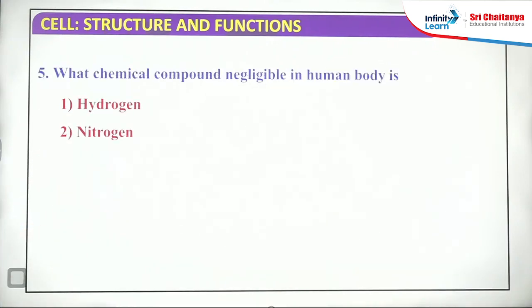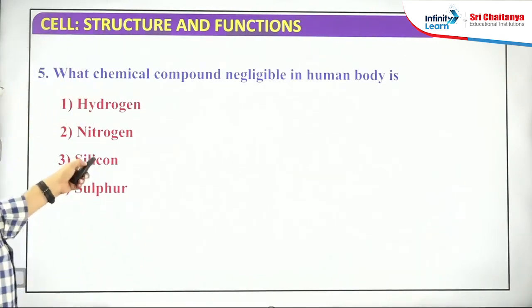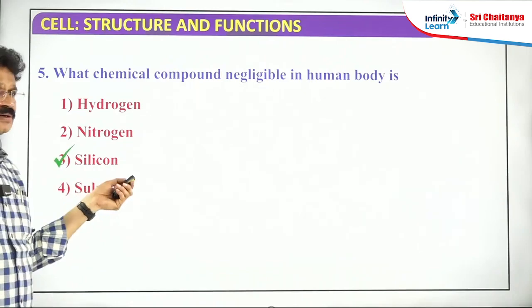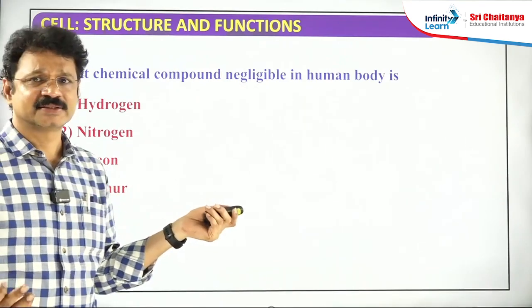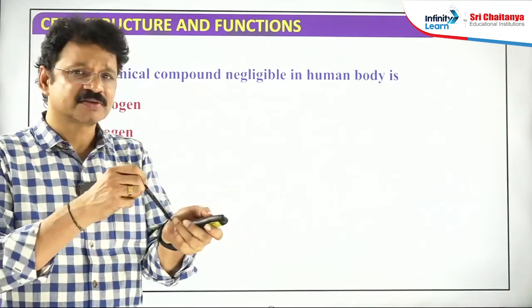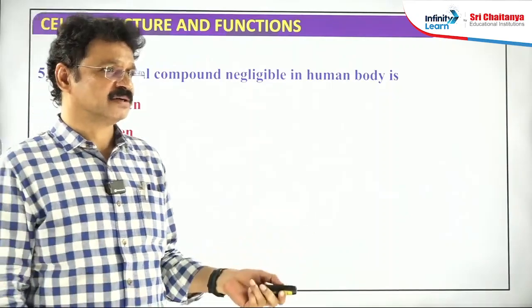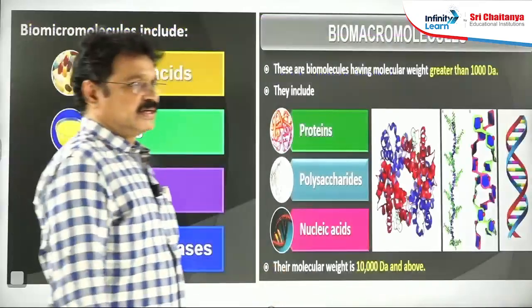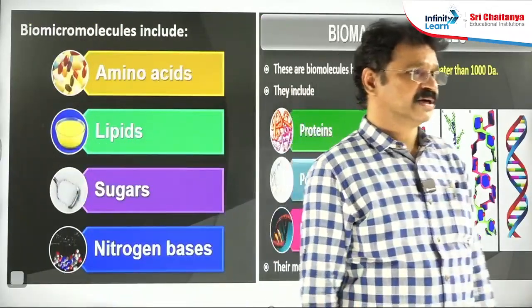Next, chemical compound negligible in the human body. Answer for the fifth question: third option, silicon. Silicon is nothing but sand. We can't imagine the presence of sand in our body. Silicon is nothing but sand. Sand is never found in our body. Next topic. The introduction part of the biomolecules is completed.